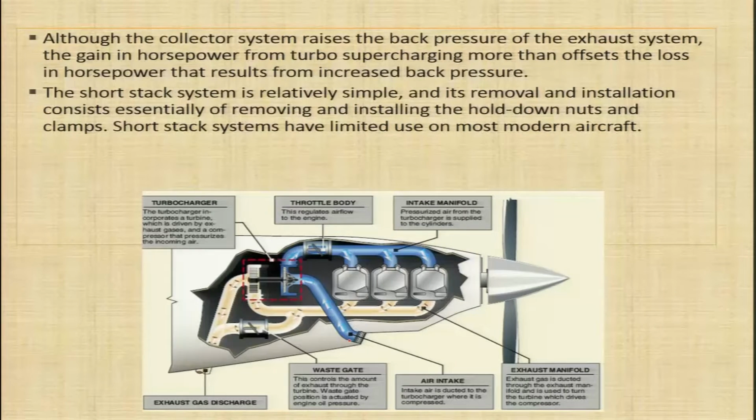The short stack system is relatively simple, and its removal and installation consists essentially of removing and installing the hold down nuts and clamps. So, this short stack system is very simple, and the removal and installation is just removing and installing the hold down nuts and clamps. These short stack systems have limited use on most modern aircraft.